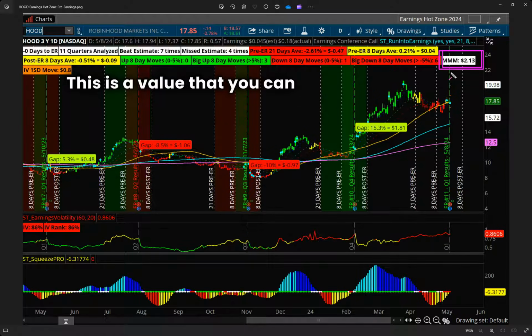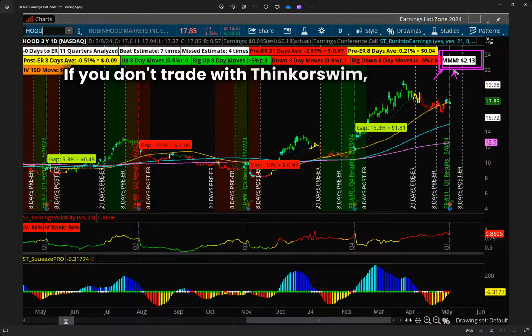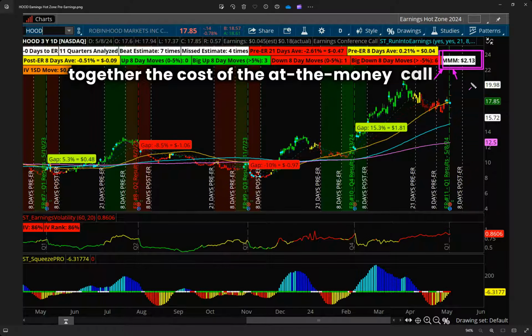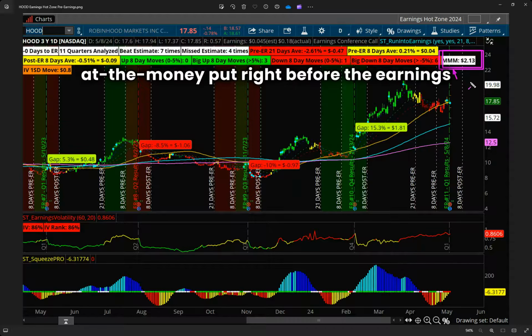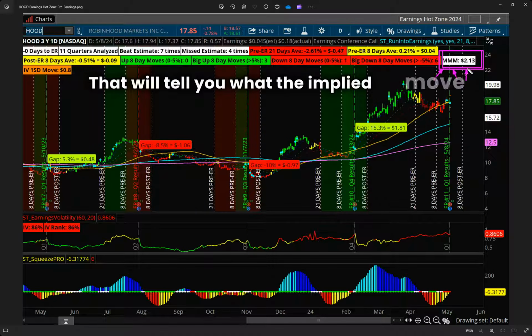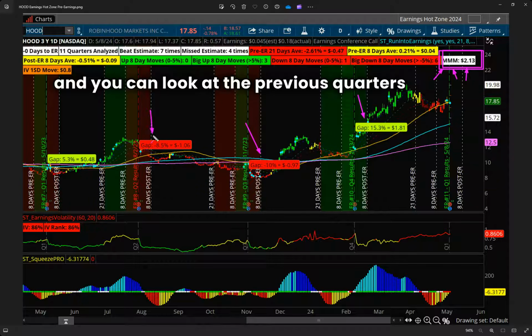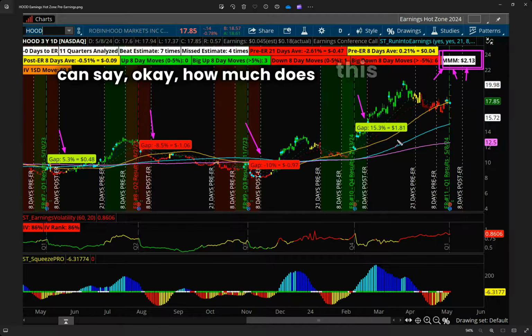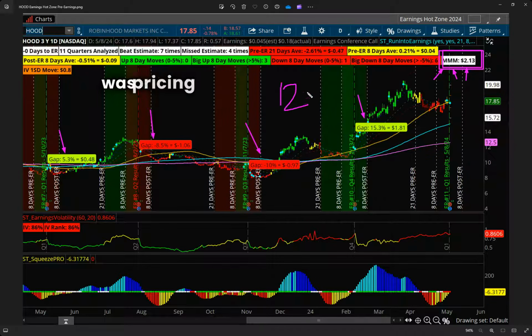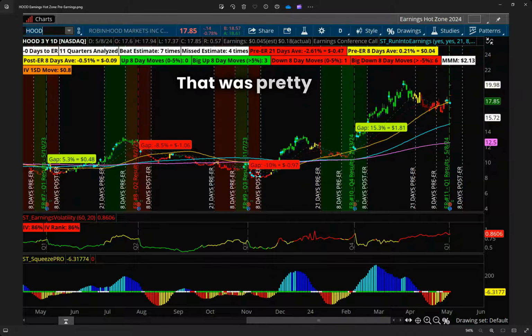This is a value that you can get in ThinkorSwim. If you don't trade with ThinkorSwim, all you do is add together the cost of the at the money call and the at the money put right before the earnings report. That will tell you what the implied move in the options market is over that earnings report. Then you can go back and look at the previous quarters and say, okay, how much does this stock actually move? In this case, the market maker move was pricing in about a 12% move. Okay. That was pretty high.